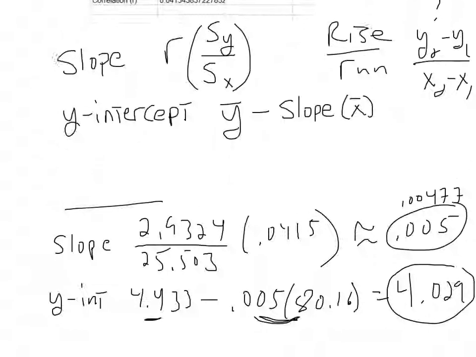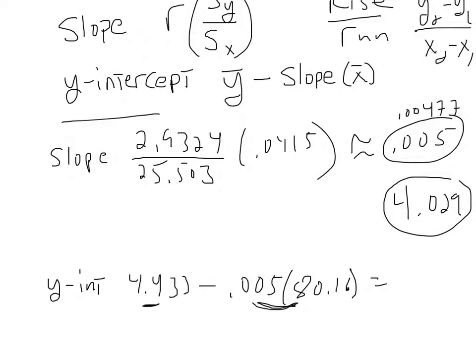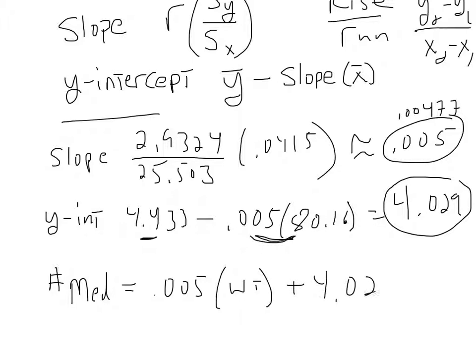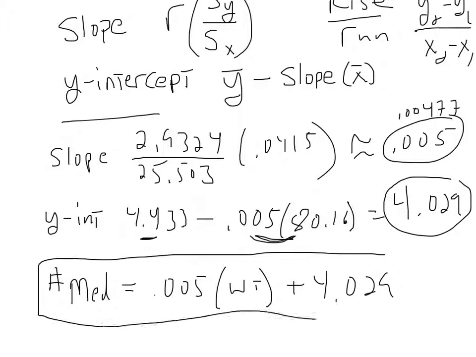We can use y and x. I always like to write this out: the number of meds, which is our y variable, equals 0.005 times the weight of the patient plus 4.029. You could also write this in the statistical form where you put the y-intercept first, but this is perfectly fine. So that's the process, and this is how I'm going to ask you a question like this on the next exam.